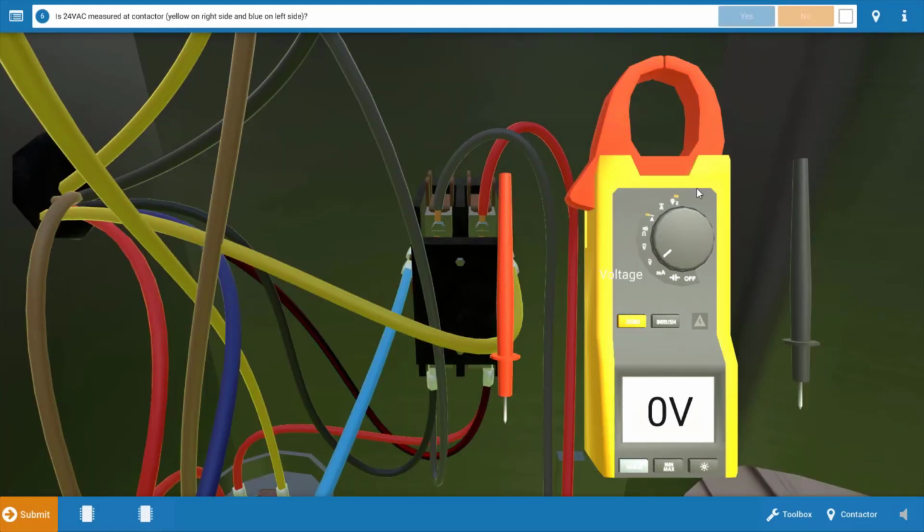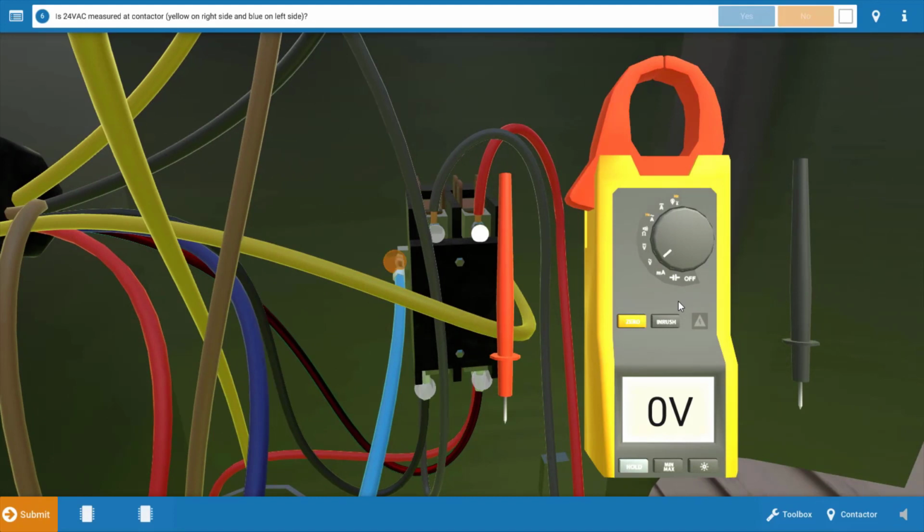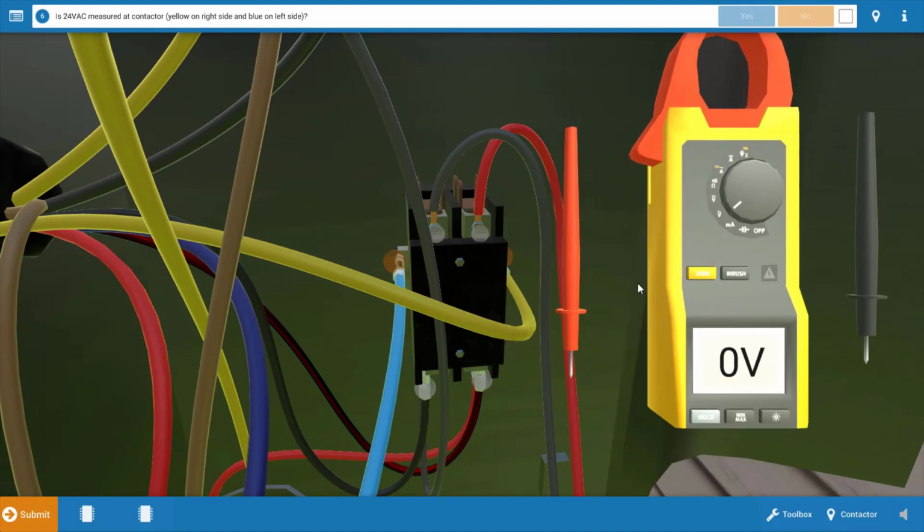Now our next step is to verify if 24 volts is being received at the contactor coil. When the contactor coil energizes, it's going to pull in the two sets of contacts and apply power, 240 volts in this case, to both the compressor motor and the condenser fan motor. So we're going to begin by dropping the leads at each of the orange hotspots at the contactor coil connections. When we do this, we can see that we have 0 volts. So our contactor coil is not receiving power.